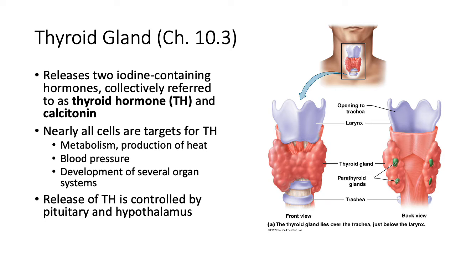Almost every single cell in our body is a target for thyroid hormone, or TH. TH is responsible for regulating our metabolism and the production of heat. One of the ways we keep our bodies warm is by releasing heat into the body from metabolic reactions. Thyroid hormone is also responsible for regulating blood pressure and helps with the development of several of our organ systems. And the release of thyroid hormone is actually controlled by the pituitary and the hypothalamus. If you remember, the anterior pituitary specifically releases thyroid stimulating hormone, or TSH. And so the thyroid has to receive a signal from the pituitary, from that TSH, in order to know that it needs to release thyroid hormone.